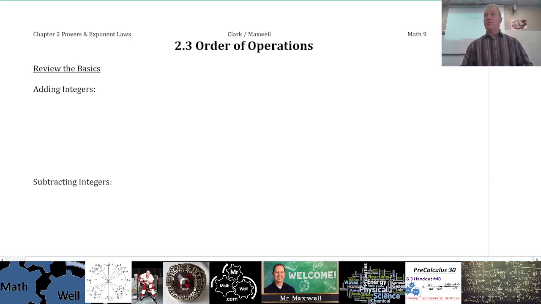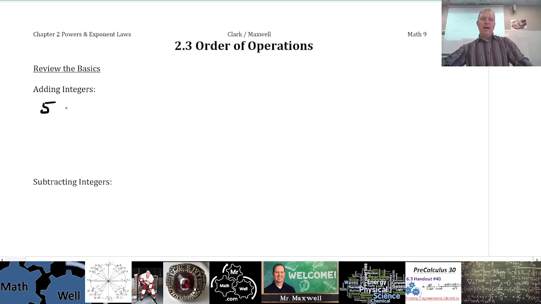Order of operations. We've talked about order of operations before. When you have a string of mathematical operations to do in a question, there is a certain order that we need to do them in. And you guys remember we talked about BEDMAS in a previous lesson. So really quickly, let's just go over some review of basics. We're going to review lots of stuff here. So let's just do a couple examples of some basic stuff.